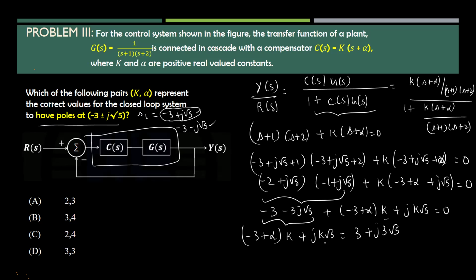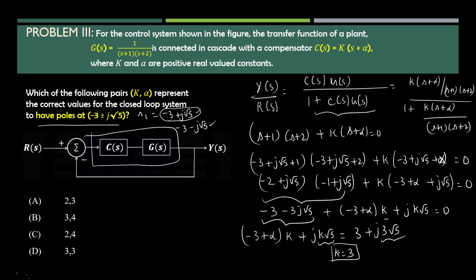Now equating the real parts and imaginary parts. First I am going to equate the imaginary part. So equating the imaginary parts, k root 5 equal to 3 root 5, hence k equal to 3. K root 5 equal to 3 root 5 means k equal to 3. So we found out k.